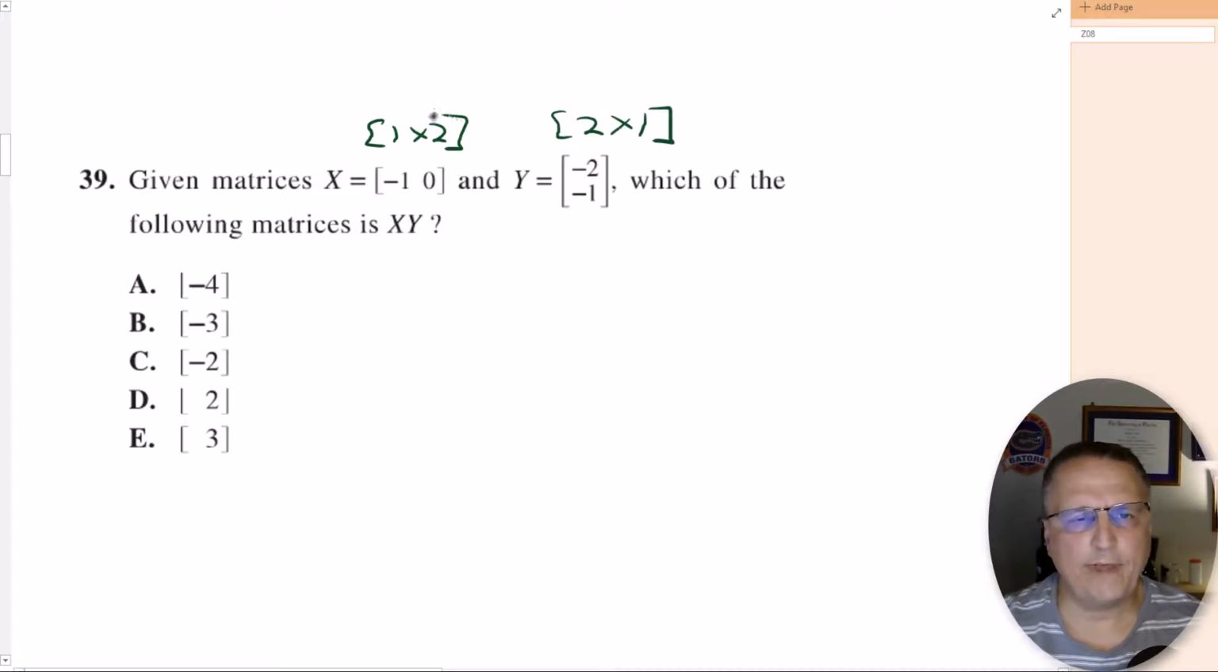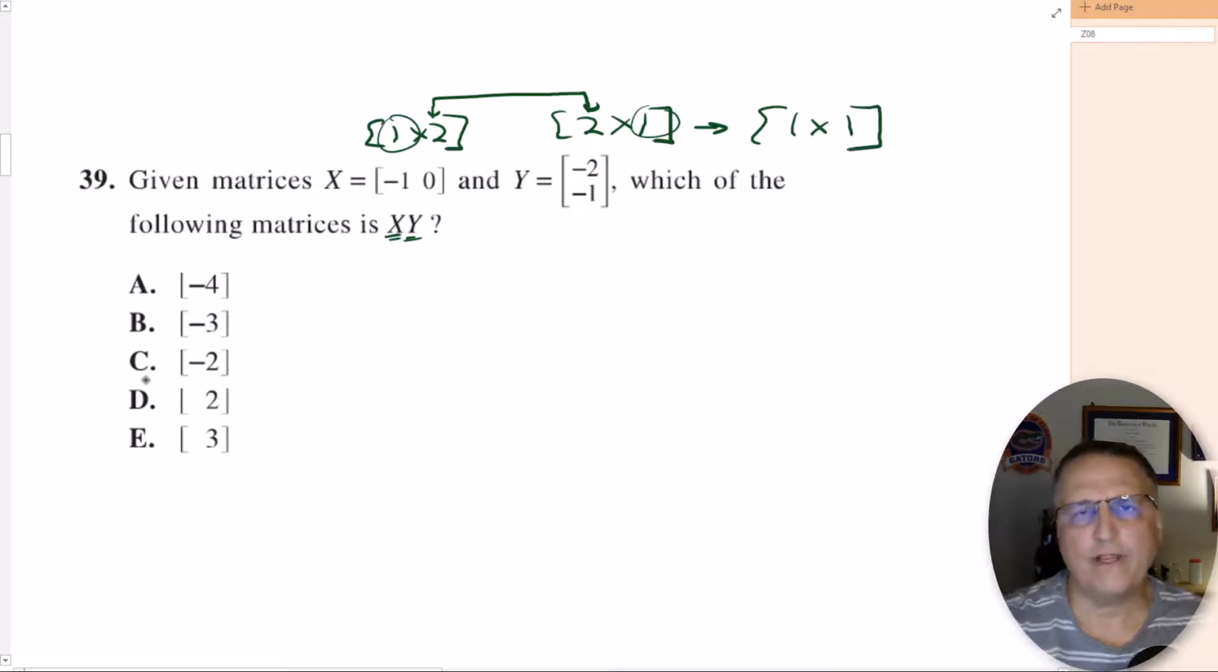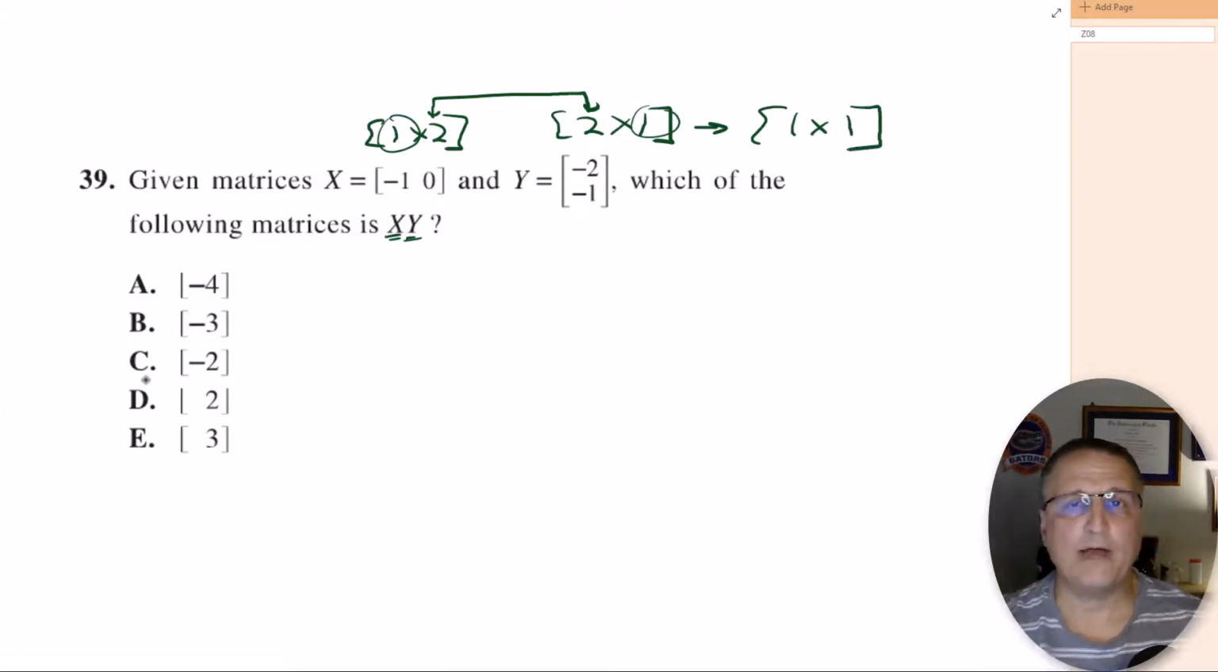And because I do have a match between the number of columns in the first matrix, matrix X, and the number of rows in the second matrix, matrix Y, I could then do the multiplication and it would give me a 1 by 1 matrix as an answer. And sure enough, when we look at our answers, they are 1 by 1 matrices. It's a single number. So the question becomes, how would I actually do the matrix multiplication?